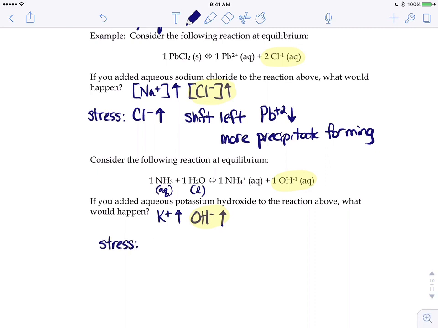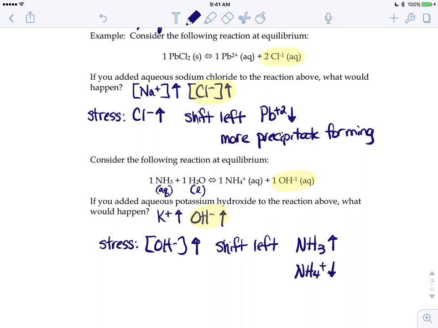So our stress is we're making our hydroxide ion concentration increase. So the reaction tries to fix itself. The right-hand side got too heavy. We need to shift to the left. So if we're shifting left, our ammonia concentration is going to increase. Nothing happens to the water because that's a pure liquid, so you can't increase the molarity of a pure liquid. Our hydroxide ion concentration would decrease because we're moving away from it.